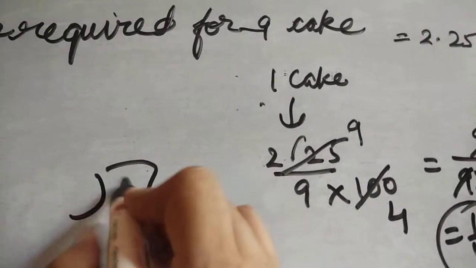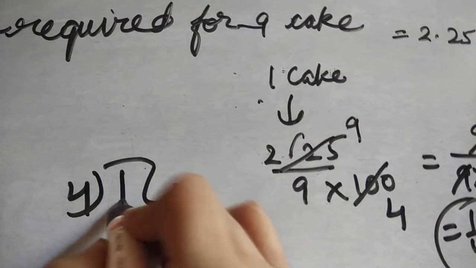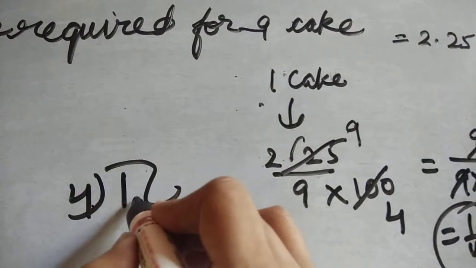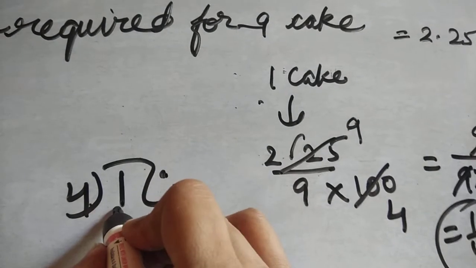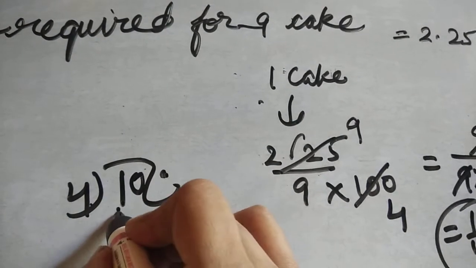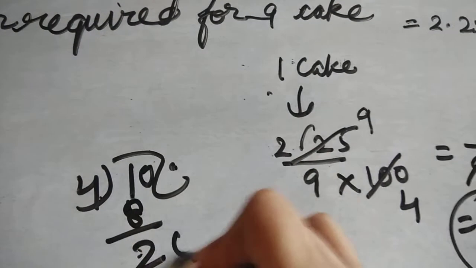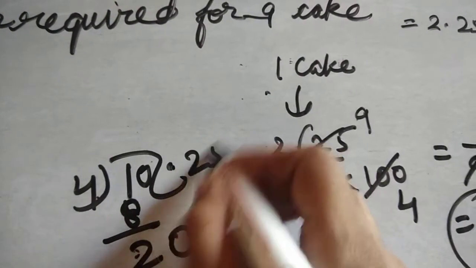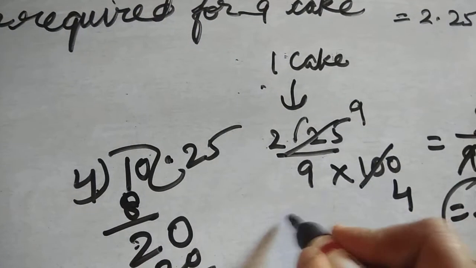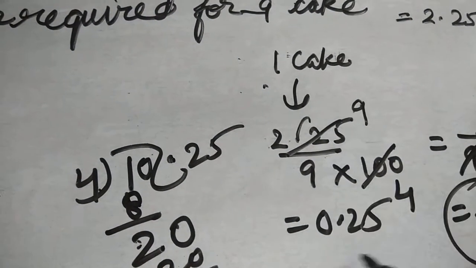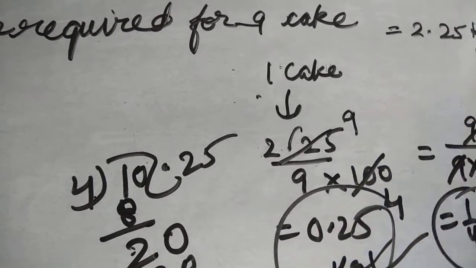How is that? Like 4 into 1, division is not possible, so take a decimal point. Take 0 from it, 8, then 2, take 0. Then it will be 0.25 kg of sugar for 1 cake.